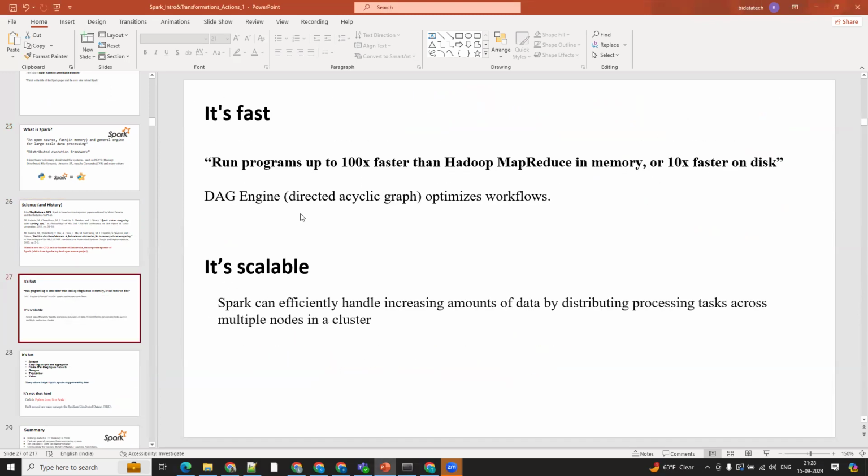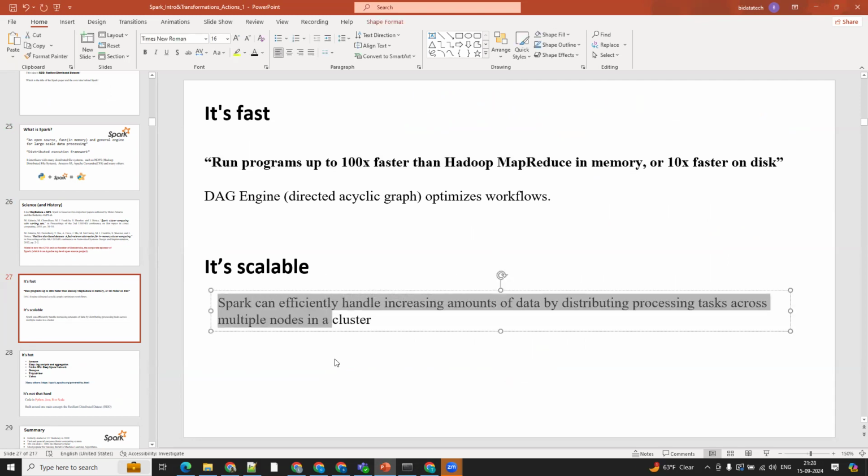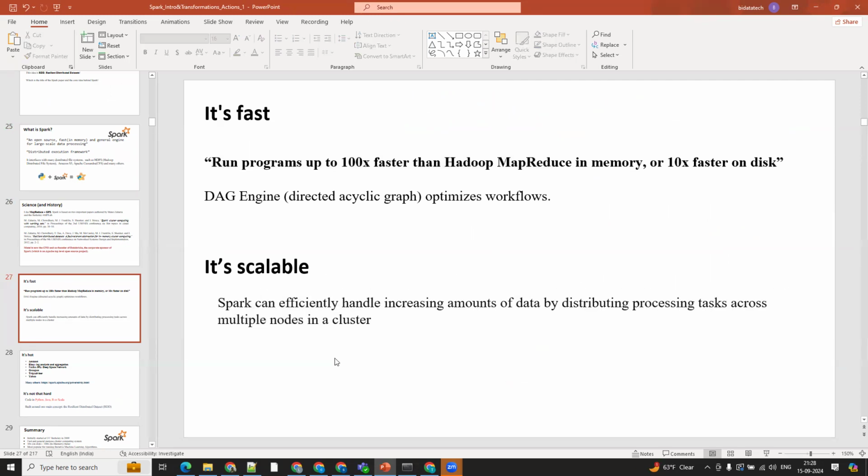So, you're telling, right? It is 100 times faster than MapReduce programming. Yes, of course. So it is faster than your MapReduce programming. And it is scalable, of course, just like your Hadoop, right? If your data volume is increasing, you can add at any point of time any number of systems to your cluster.